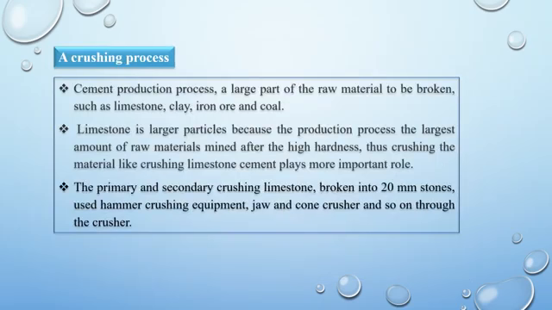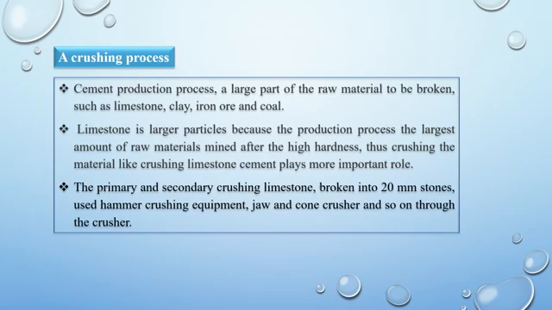Students, now we are going to discuss different processes which are involved in the dry process. And the first process is crushing process. In the cement production process, a large part of raw material has to be broken, such as limestone, clay, iron ore and coal. Limestone is the largest amount of raw material mined, with high hardness, thus crushing the material like limestone plays a more important role in cement.